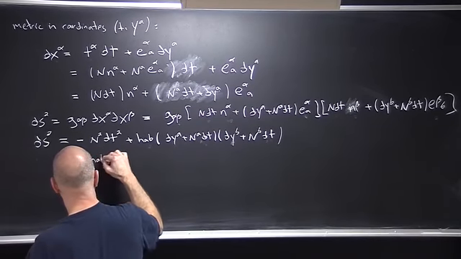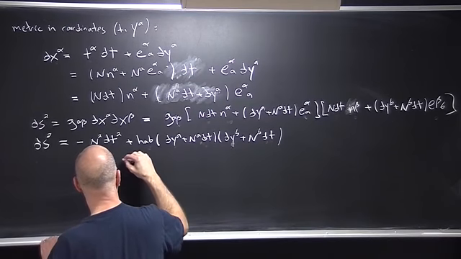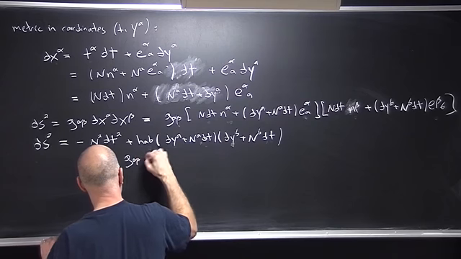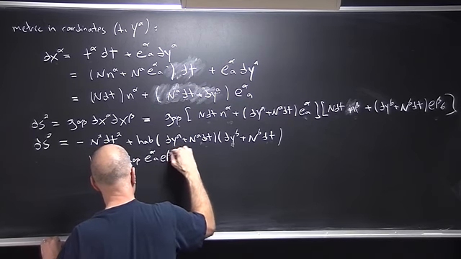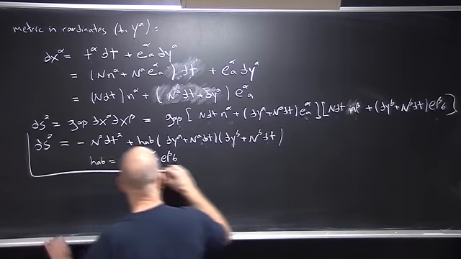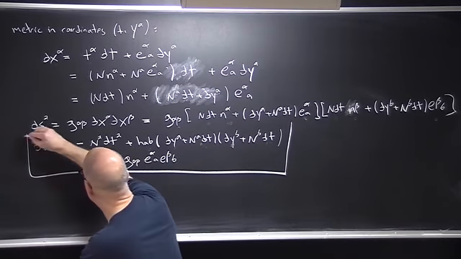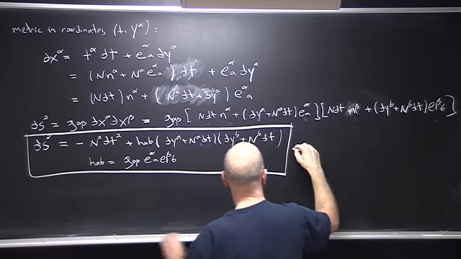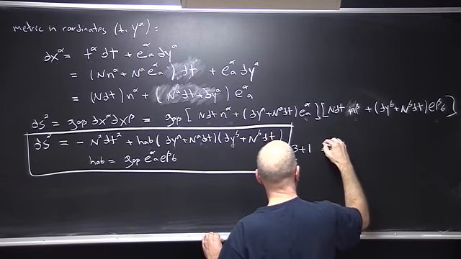h_ab is equal, by definition, to the projection of the spacetime metric onto each hypersurface. So that is the usual famous 3+1 decomposition of the metric.